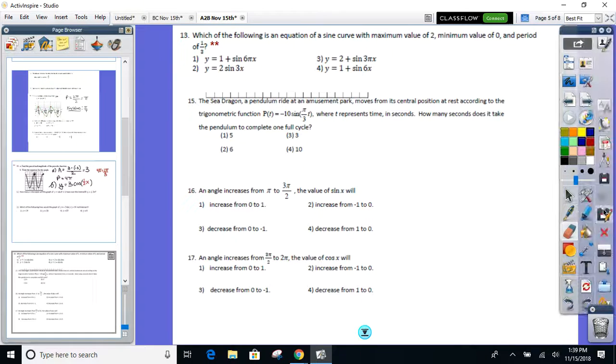Okay, fellas. Let's see. I don't want to reveal too much here. I need the equation that's going to have a max of 2, minimum of 0, and a period of 1/3. Now, to be honest, I wouldn't even look at the multiple choices. I would try to write that equation on my own because I think you have enough ability to. How do you find the A value?